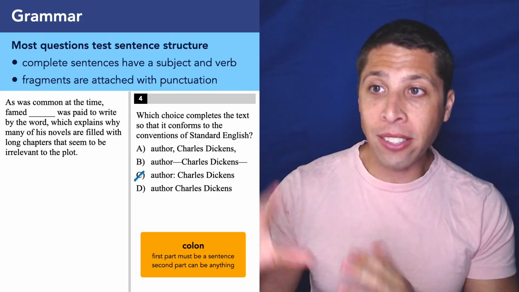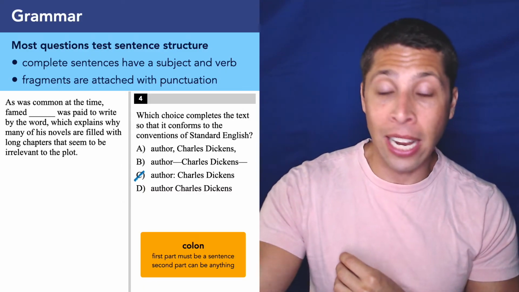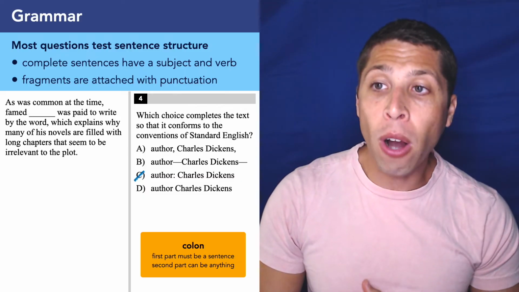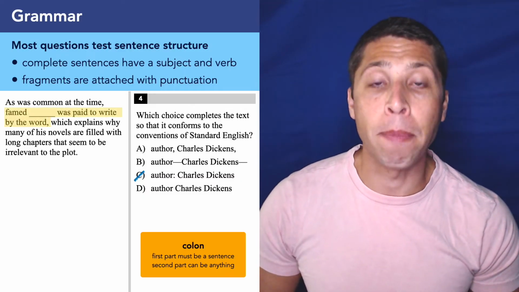Now, looking at the rest, that first part is definitely an extra clause, as was common at the time, leading into something. Famed author Charles Dickens was paid to write by the word.